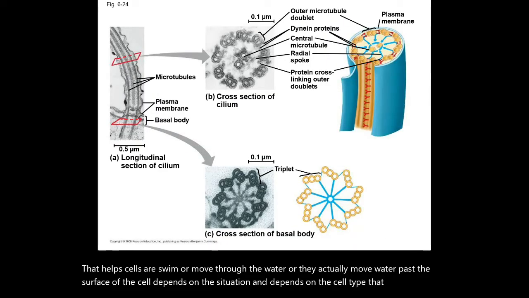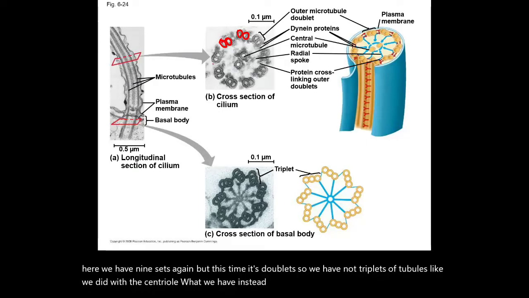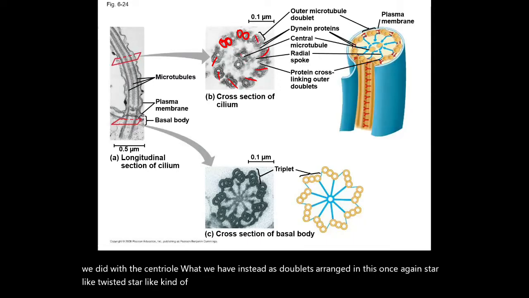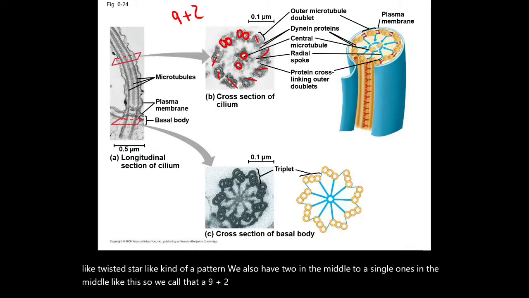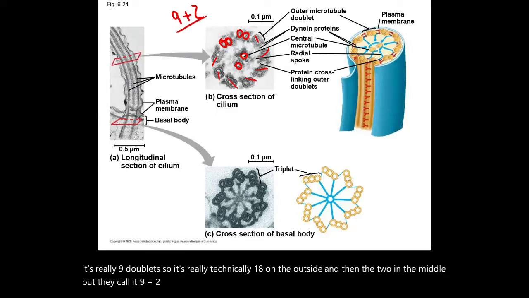So here we have 9 sets again, but this time it's doublets, not triplets of tubules like we had with a centriole. Instead we have doublets arranged, once again, in a twisted star-like pattern. We also have 2 single ones in the middle, so we call that a 9+2 configuration. It's technically 18 on the outside and then the 2 in the middle, but they call it 9+2. And the 2 in the middle add more strength or structural support.